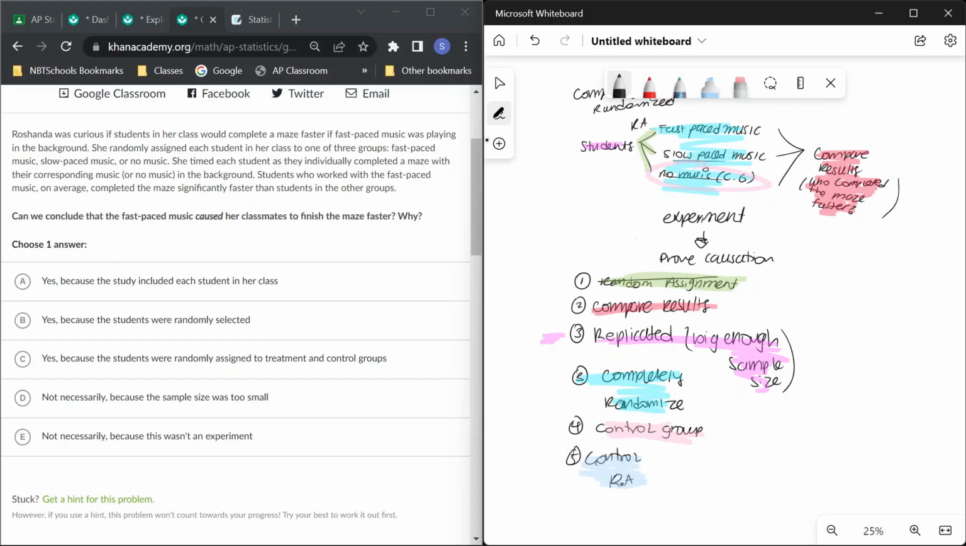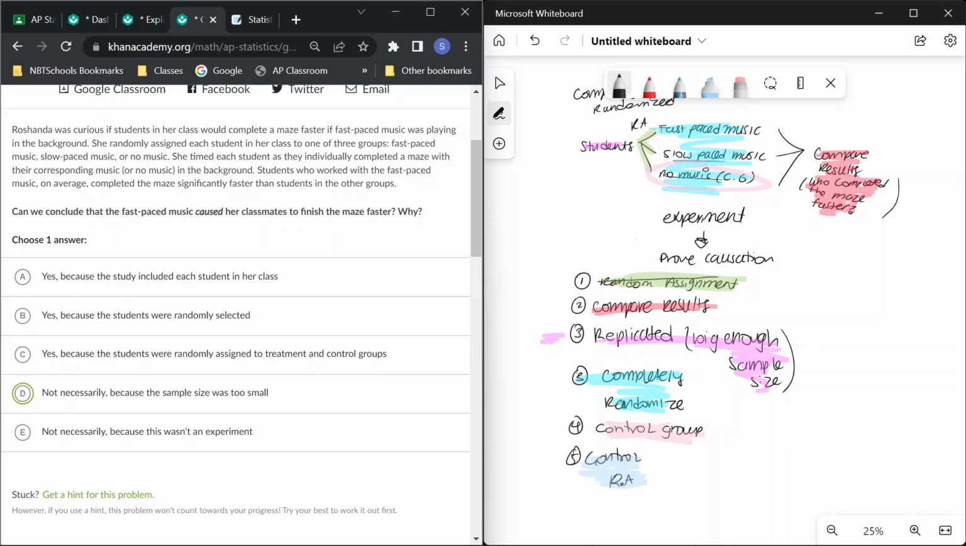Replicated, oh, that's actually one of the options, the sample size was too small. I'm not sure. So, okay, can we conclude that the fast-paced music caused her classmates to finish the maze faster? Yes, because the study included each student in her class, so that's not a reason, because the study could have been an observational study which included each student in her class, and not have a random assignment, and it would still include each student in class. But that's not a reason to conclude causation.